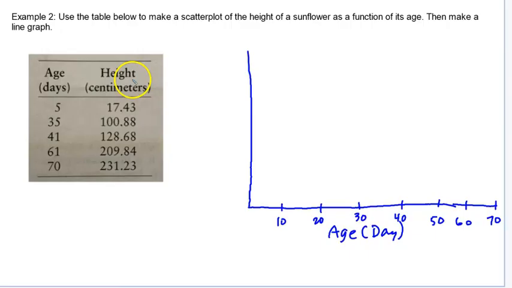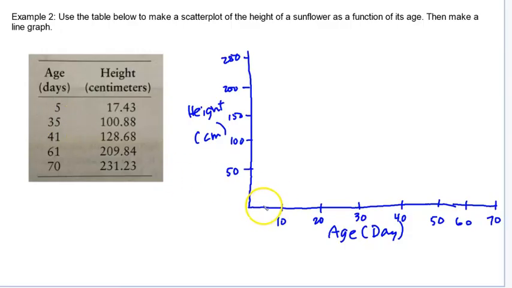And then for the height in centimeters, low value of 17 all the way up to a high value of 231, so I'm going to choose 50s as my interval for the y. And 250 should capture that high value. And now it's just a matter of plotting.